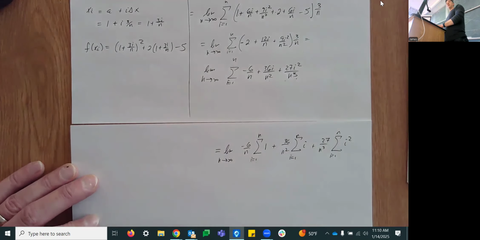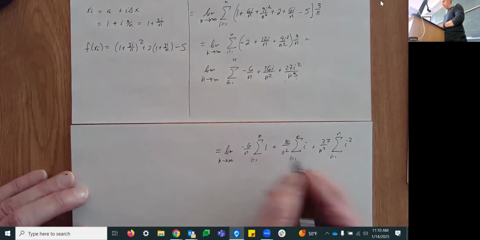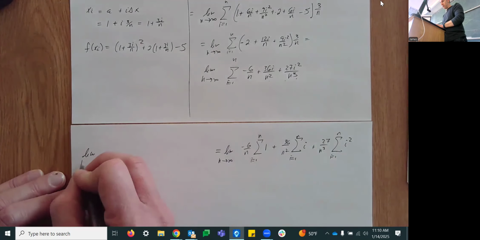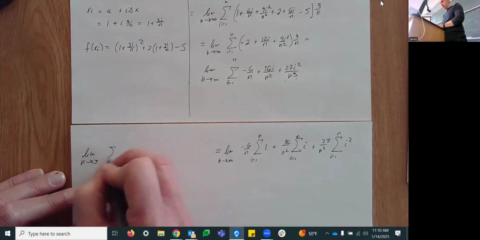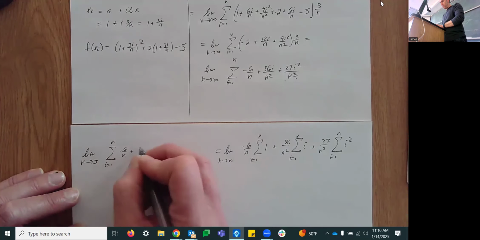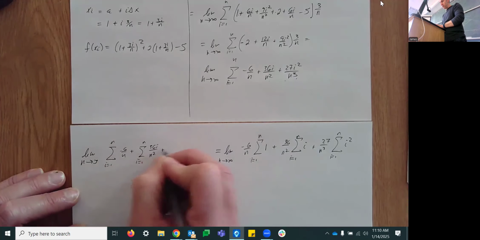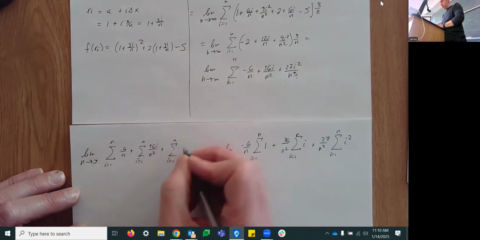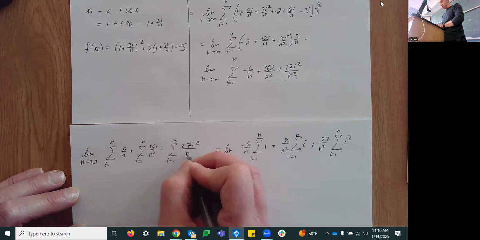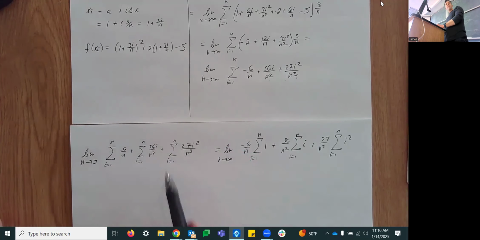But the intermediate step that I didn't write down is first just breaking it all up. So you can write it as the limit as n goes to infinity of the sum from i equals 1 to n of negative 6 over n plus the sum from i equals 1 to n of 36i over n squared plus the sum from i equals 1 to n of 27i squared over n cubed. I think you can skip this step, right? You're just breaking it up into individual pieces, and then for each of those pieces, you're factoring out in front of your summation the non-i or constant terms as far as the summation is concerned.